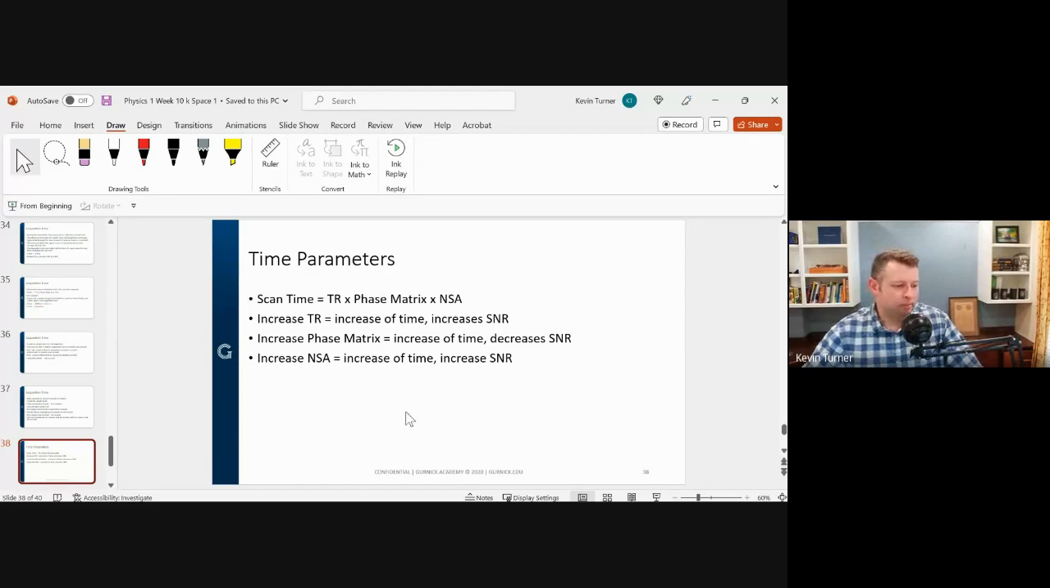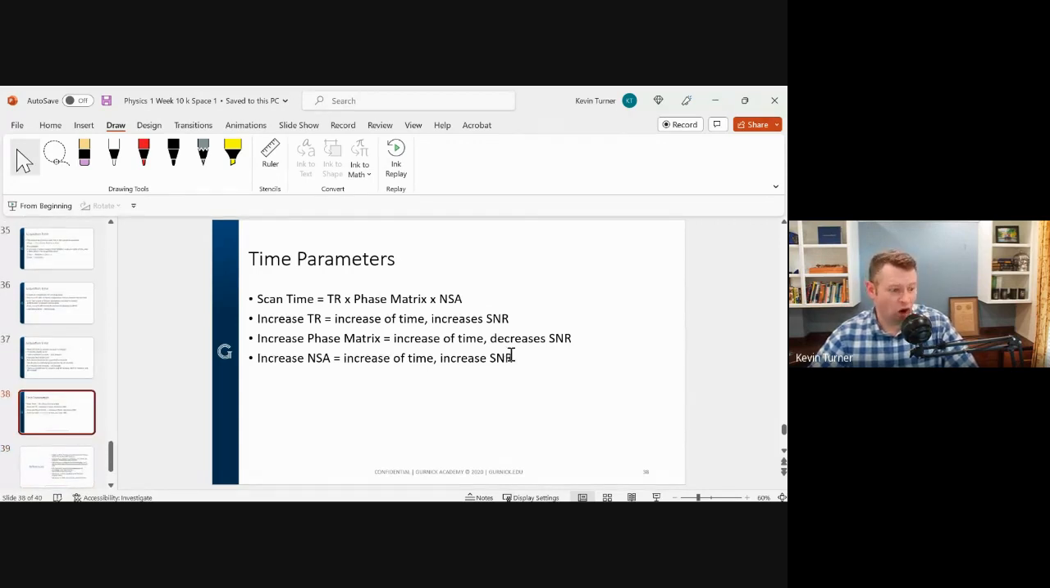Okay, so time parameters. There's a scan time equation. TR increases, scan time increases, so does SNR. Increasing the phase matrix gives us an increase of time, decreases SNR, and affects resolution. An increase in NSA increases time and increases SNR.